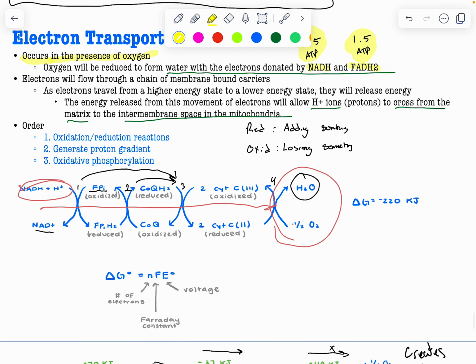Now, in the electron transport system, electrons will flow through a chain of membrane-bound carriers, and as electrons travel from a higher energy state to a lower energy state, they will release energy. The energy released from this movement of electrons will allow hydrogen ions, or protons, to cross from the matrix into the intermembrane space of the mitochondria.